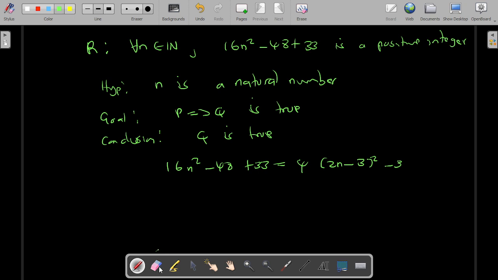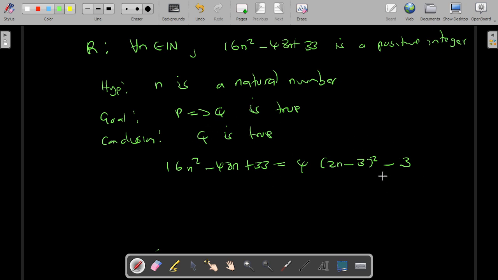Now our goal will be to study: is this number that we have on the right hand side positive or is it negative? If it is positive, then P implies Q is true, because we've taken n as our natural number. So if this is positive, then the proposition P implies Q is true. The proposition P will be true, and if P implies Q is true, then Q is also going to be true.